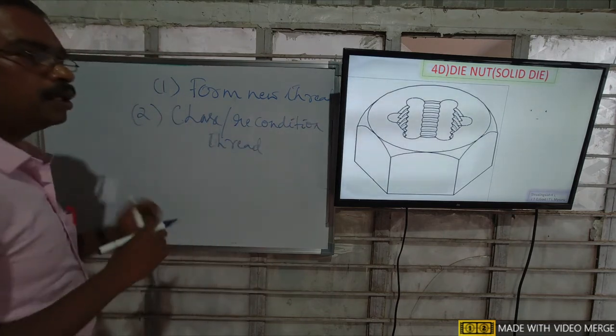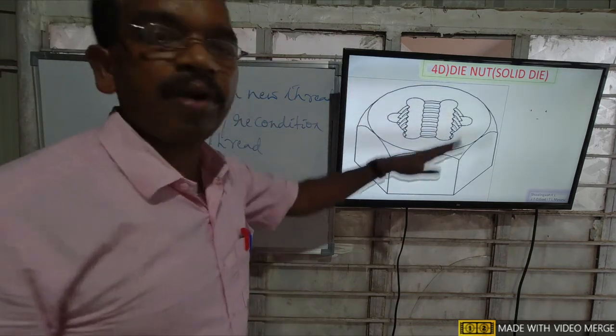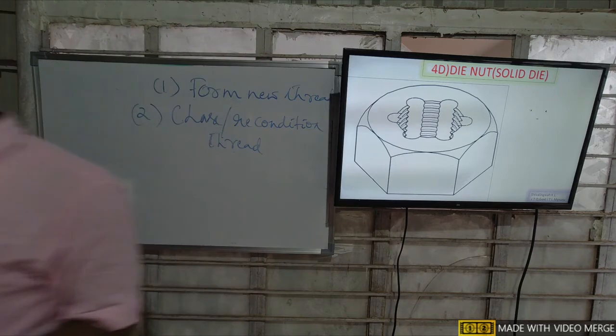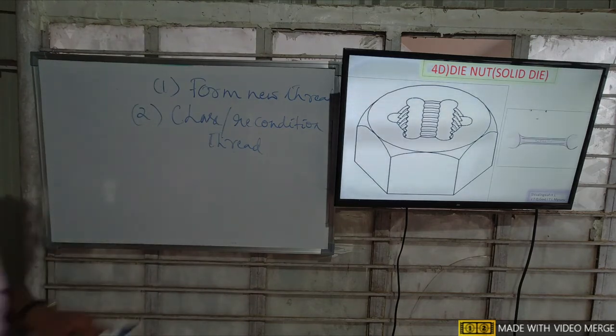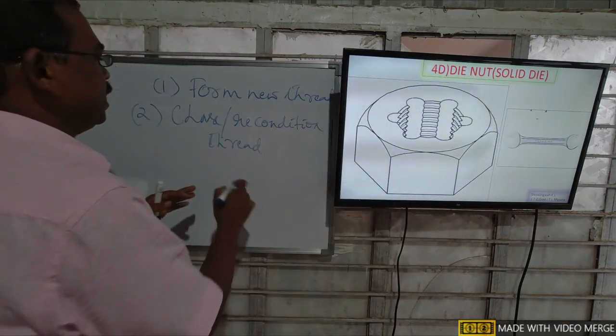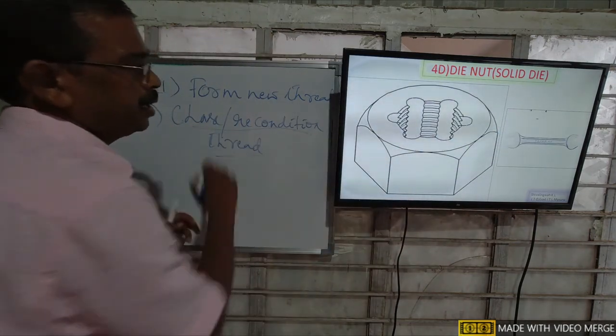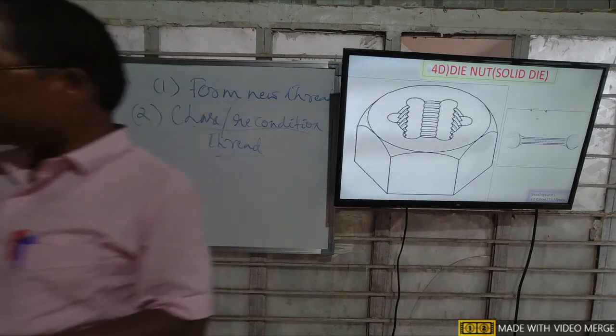And to drive this die, we have no die stock, but we can drive this by using any spanner. The spanners can be used to drive the die while reconditioning or chasing the thread. Okay, so these are all about die and die stock.